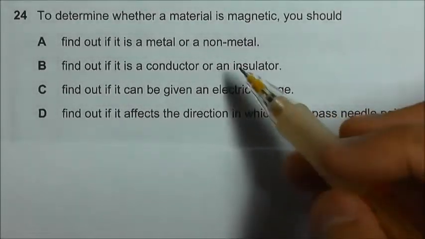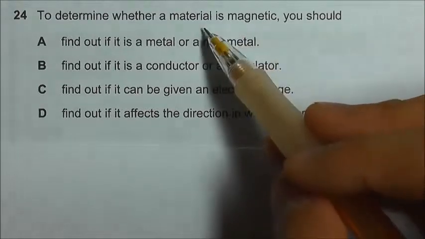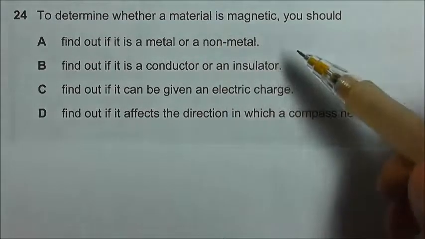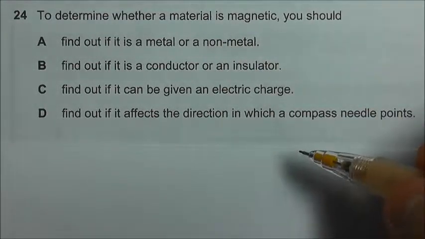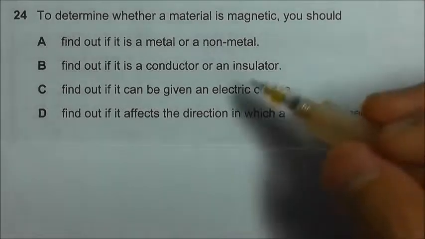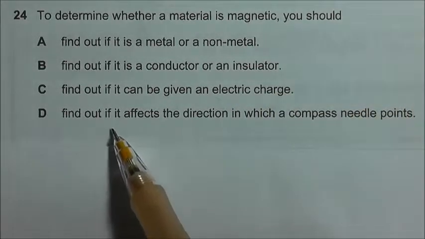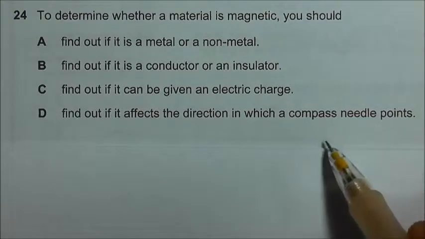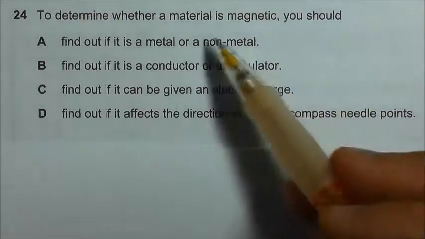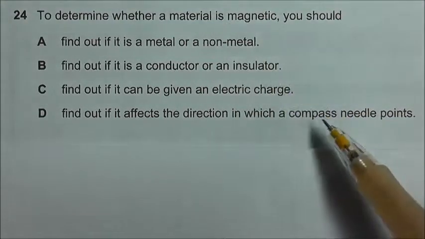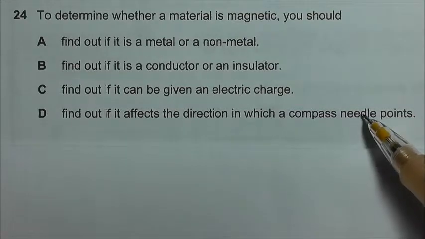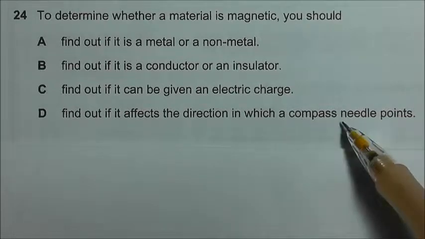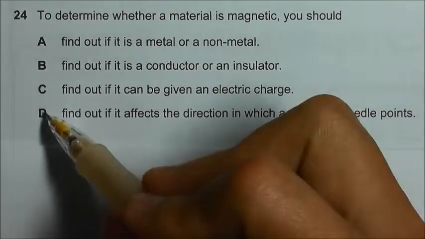Okay, first of all, we have to understand that a magnetic material will attract a magnet. So it's very obvious here. Only option D talks about a magnet, because a compass needle is a magnet. So when you place the magnetic material near the compass, both will attract, so it will affect the direction in which the compass needle points. Answer D.